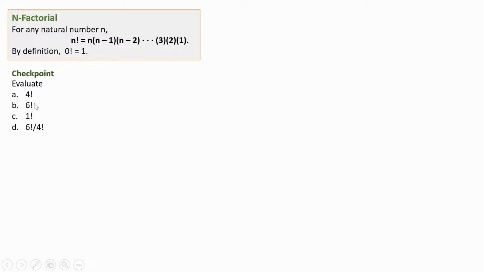Okay, let me show an example here. Evaluate 4 factorial. By using the formula, we're going to go from 4 and decline all the way till we get to 1. So it's 4 times 3 times 2 times 1, and then we multiply them out, and that's my answer. For part B, 6 factorial: 6 times 5 times 4 times 3 times 2 times 1 equals 720. 1 factorial will just be 1.